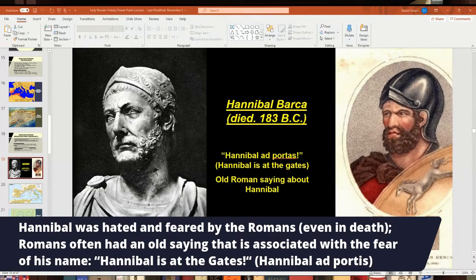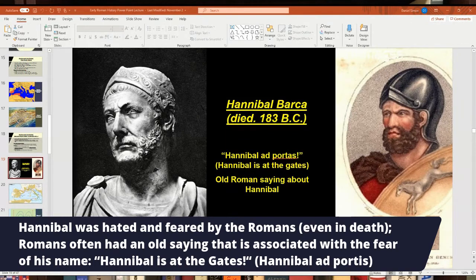Like I said, Hannibal was a man the Romans were really fearful of. He was like a boogeyman, like a ghost in the closet or under the bed that scares little kids. That's the way the Romans felt about Hannibal. They were scared to death of him, not just when he was alive, but when he was dead. You just mentioned the name, and you'd get a shudder down the back of your neck. His name struck fear in people.